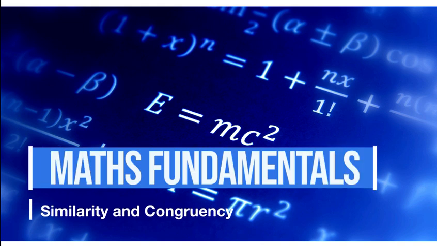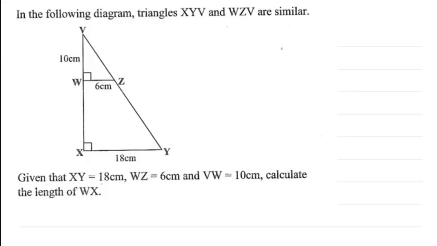Hello everyone, today we are going to solve a question on similarity and congruence. As you can see here, we have two triangles that are similar and we are going to find the missing length, which is WZ. So let's get started.